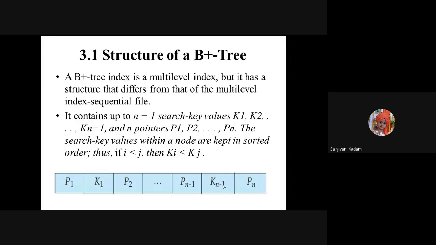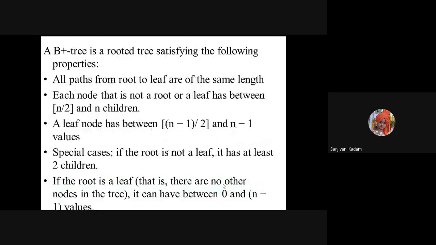If the order of the node is 4, then there are 3 search key values. If the order of the tree is 5, then there will be 4 search key values. That is n minus 1: 5 minus 1, 4 search key values. Then why is this complicated structure there in the case of trees?